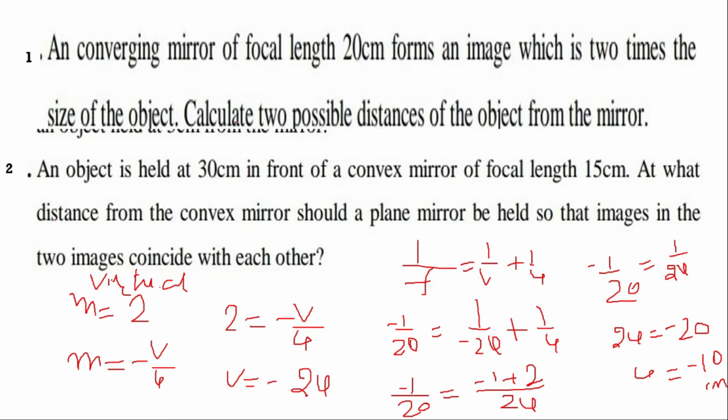So it is very clearly mentioned to calculate two possible distances. So I calculated both the possible distances. That means one possible distance will be minus 30 and the second will be minus 10. The minus sign indicates that we have to keep the object in front of the mirror. It doesn't mean that it is less than 0. Hope you understood well.